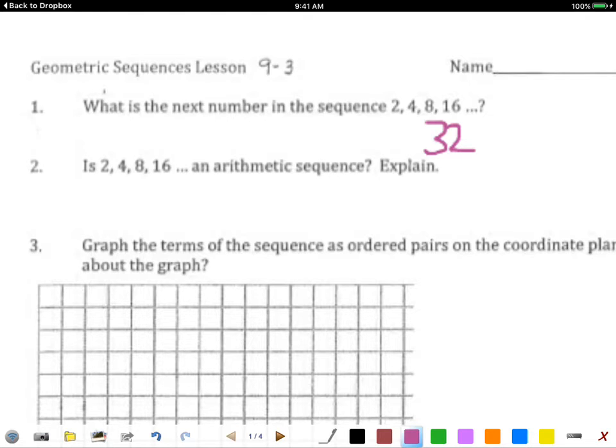So would this be an arithmetic sequence? Who thinks they have an idea? And if you're wrong, it's okay. Yes, it will be on here, but it's not a big deal. Just try. Would this be an arithmetic sequence? Molly? I think so. You think so? Anna? I think so because every time the numbers change, it's always increasing by the same amount.